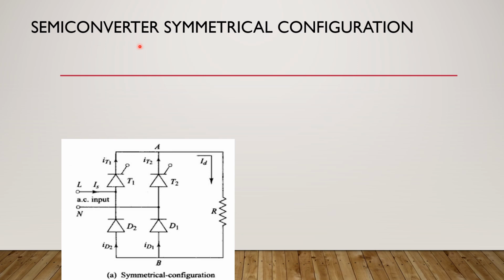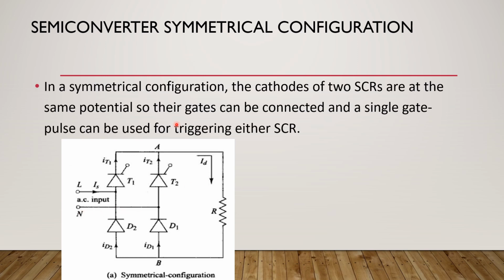Okay, so now let's see the semiconverter symmetrical configuration. So you have the AC input here and it is given across the terminals L and N. Now you can see that this is a symmetrical configuration, which means that the cathodes of the two SCRs are common here, like I said before. And because of this, the advantage is that the gates can be connected, so a single gate pulse can be used for triggering either SCR. So this is the advantage of a symmetrical configuration.